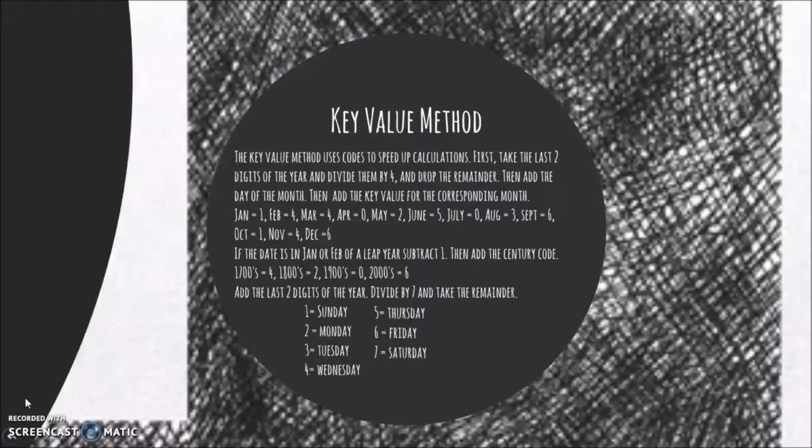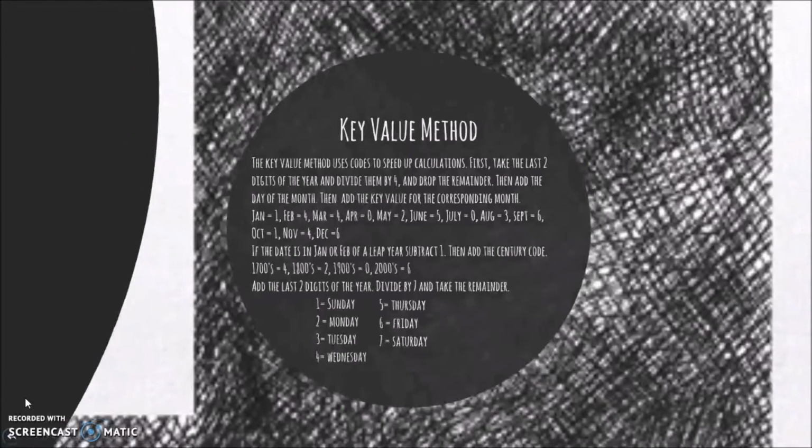January equals 1, February equals 4, March equals 4, April equals 0, May equals 2, June equals 5, July equals 0, August equals 3, September equals 6, October equals 1, November equals 4, and December equals 6. If the date is in January or February of a leap year, subtract 1. Then add the century code. 1700s equals 4, 1800s equals 2, 1900s equals 0, 2000s equals 6. Add the last 2 digits of the year, divide by 7, and take the remainder. 1 equals Sunday, 2 equals Monday, 3 equals Tuesday, 4 equals Wednesday, 5 equals Thursday, 6 equals Friday, and 7 equals Saturday.